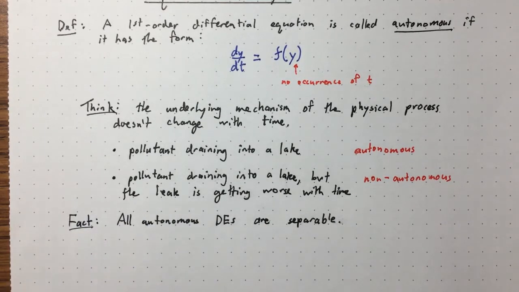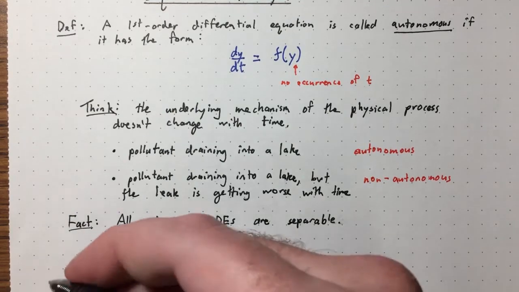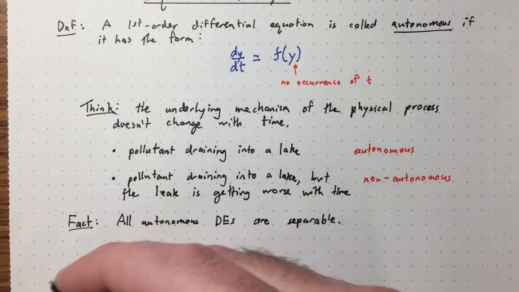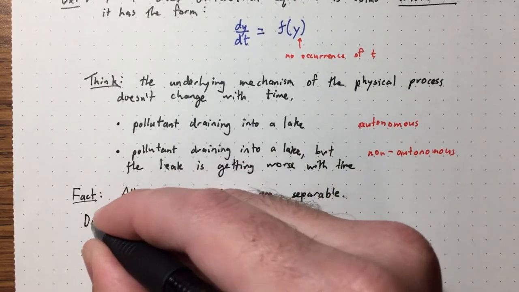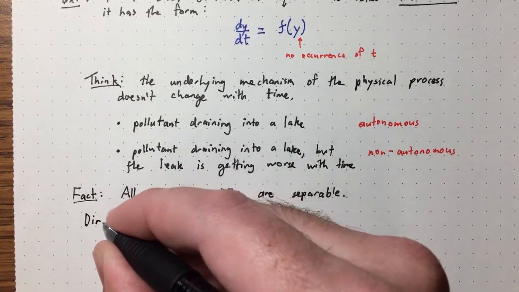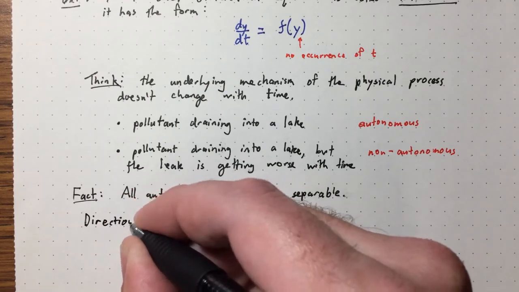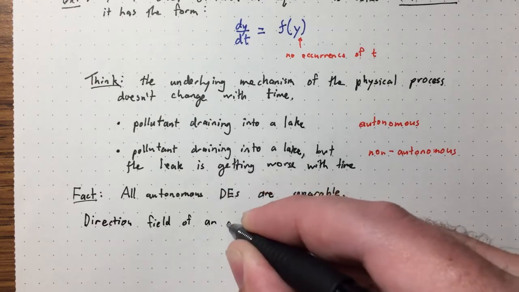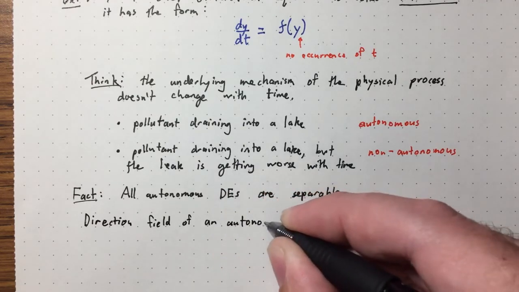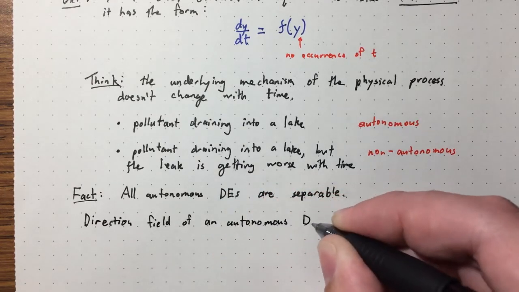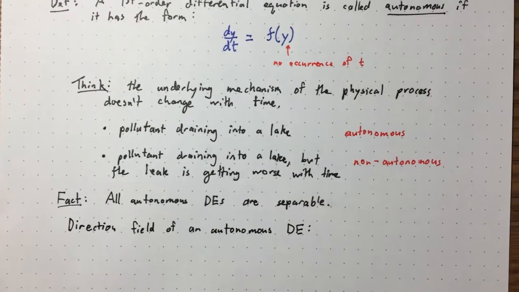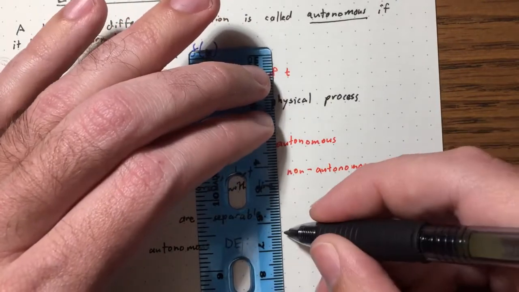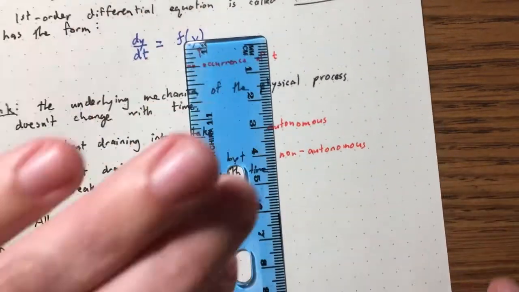Okay. So actually, before I talk about equilibrium solutions, I want to just mention one other thing. What is a direction field? What does the direction field of an autonomous differential equation look like? Well, I'll just draw an example of one over here.